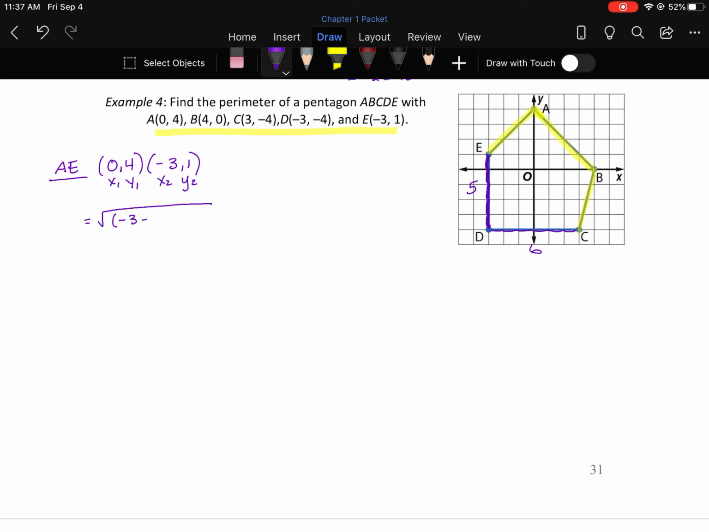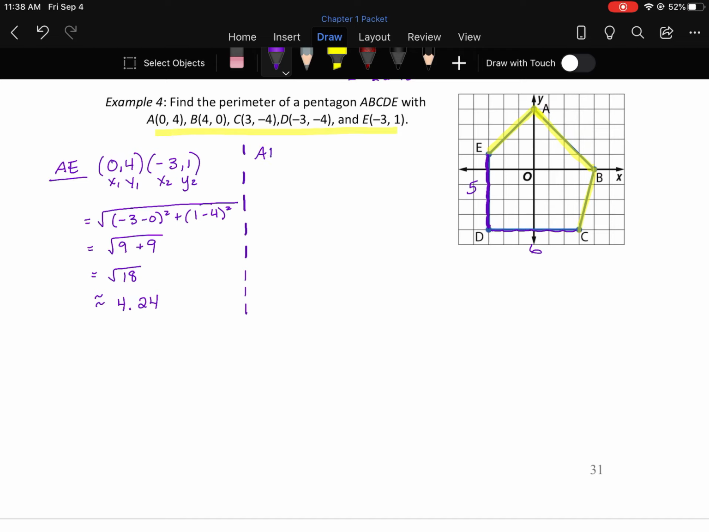So we're going to do -3 minus 0 squared plus 1 minus 4 squared. So I'm going to get 9 plus 16. So we get the square root of 25. I'm lying to you. I forgot 1 minus 4 is -3. And -3 squared is 9. So 9 plus 9 is 18. There we go. That looks a little bit better. I'm going to go ahead and put approximately what these decimals are. It might make it easier to add later. So 4.24 units. Okay, A to E done. 2 more to go.